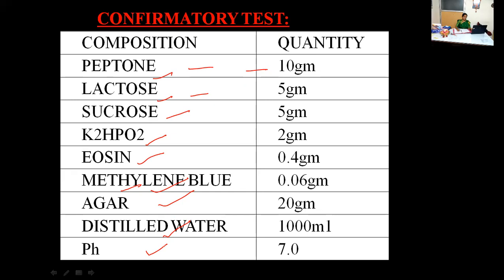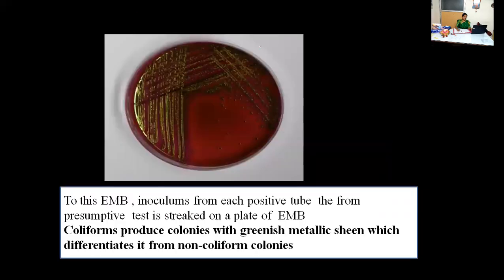So this is the confirmatory test EMB agar media. Once you prepare this media, it can be poured into the culture plate in the inoculation chamber. So this is the EMB agar plate. You have this one in the spotter. And to identify this as an EMB agar plate: eosin methylene blue.